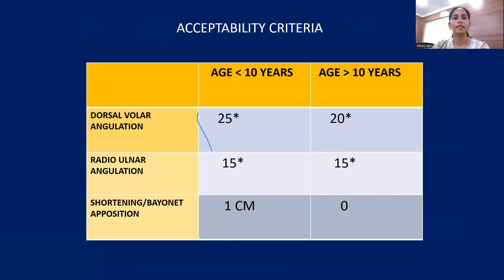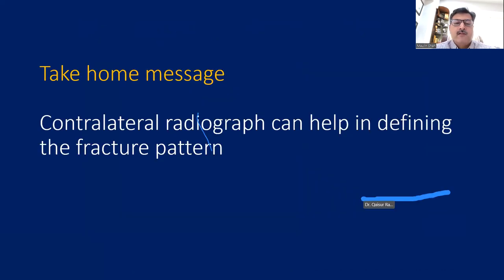This is the acceptability criteria for age less than 10 years, and 1 centimeter of bayonetting is acceptable. Yeah. So, our take-home message is that a contralateral radiograph can help in defining the fracture pattern.